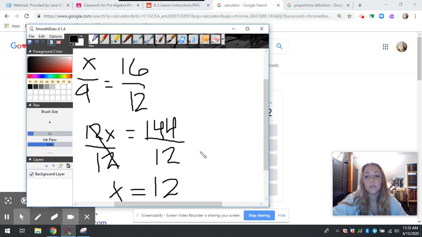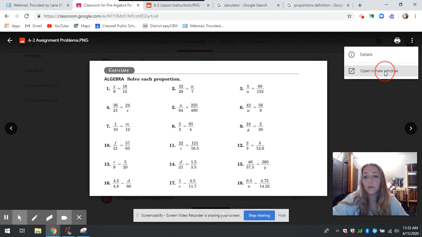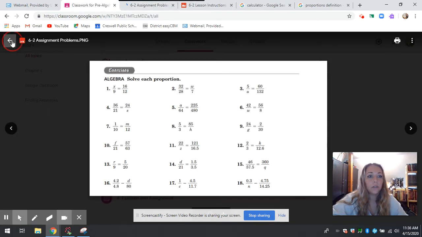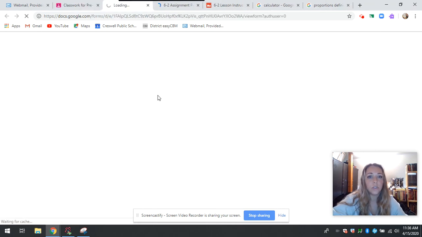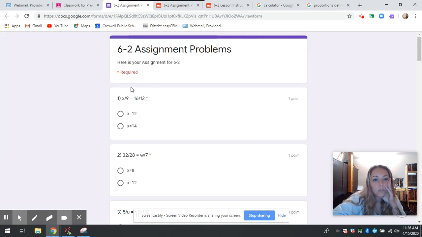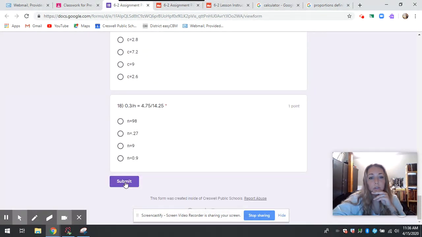Yay. Okay, so at this point, I'm going to open this in a new window again. I'm going to go back to where you have assignment problems, the Google Form. This is where you're going to have your answer sheet. I used a Google Form this time instead of having you copy it into Google Docs, and we'll see how that goes. So we got 12, so we would just click that as my answer for that one, and then keep working through the problems, solving them, and then when we're all done, we just click submit, and then you're done with that assignment. Okay? So it's really that simple.